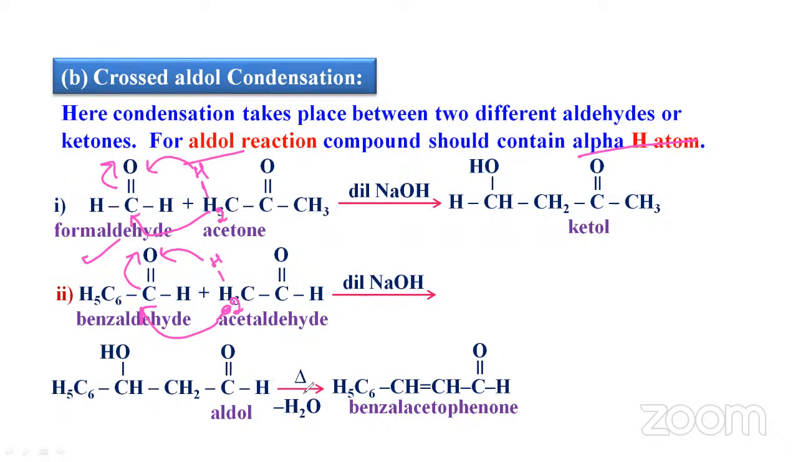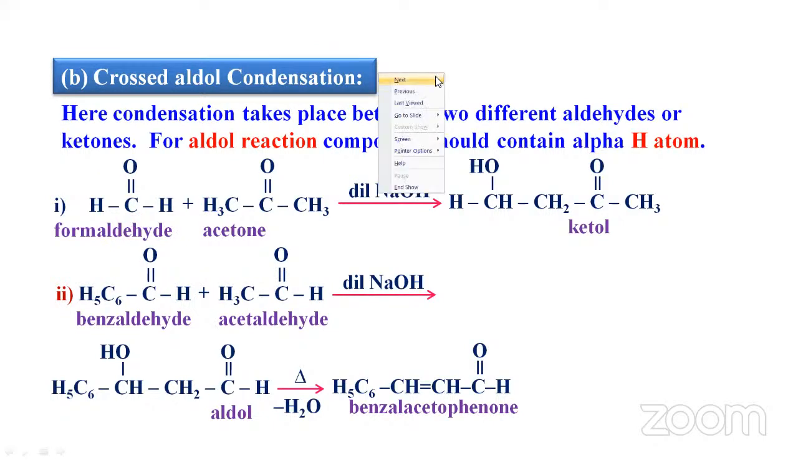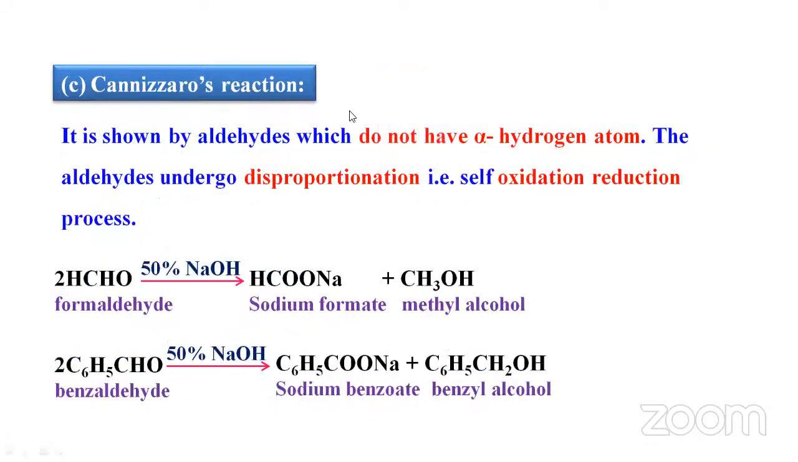On further heating, there is a loss of a water molecule. It forms benzalacetaldehyde. So this is a cross aldol reaction. Cross aldol reaction is between two different aldehydes or ketones. Aldol reaction is between the same aldehydes or ketones. Understood? So we'll go for the next one.